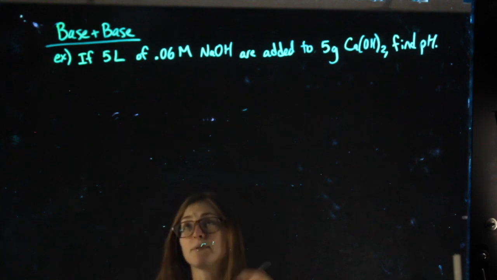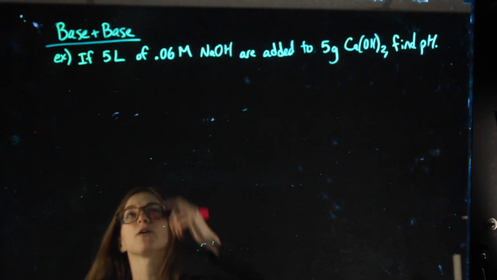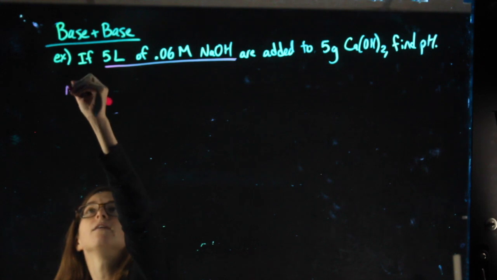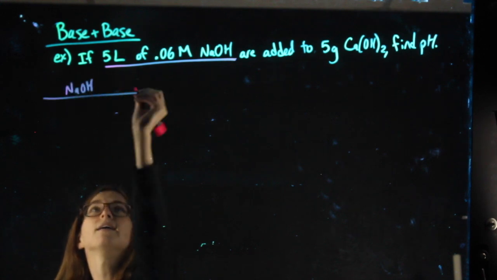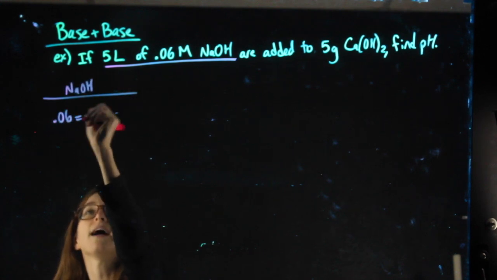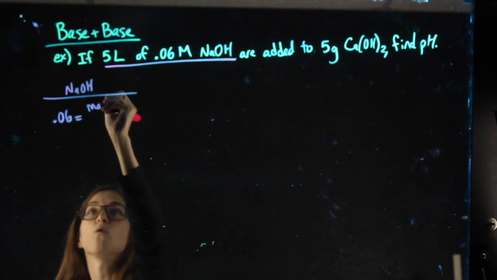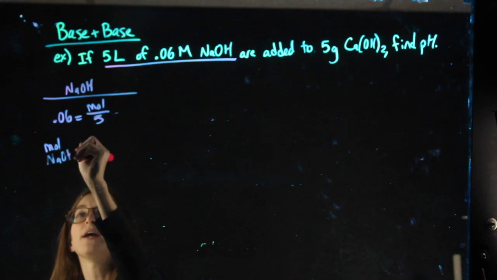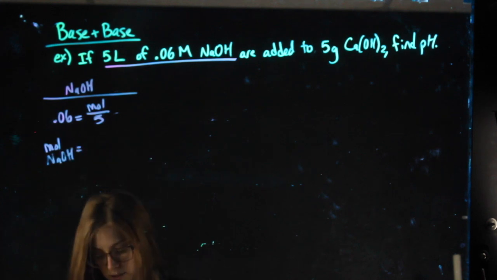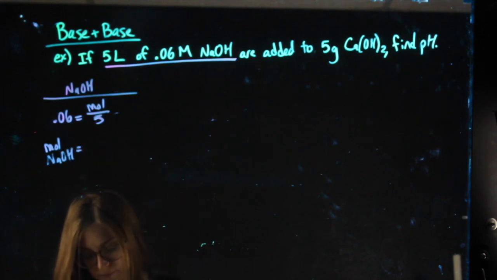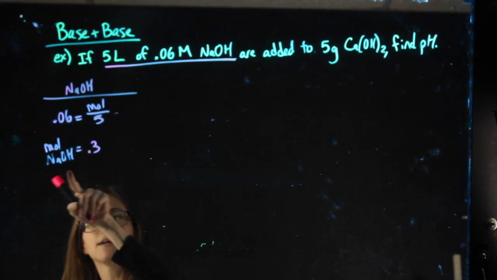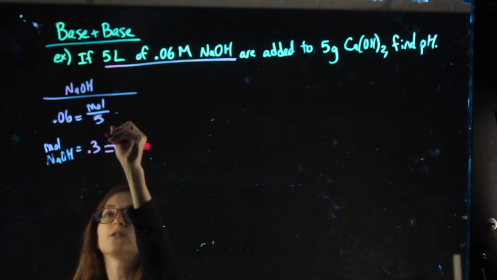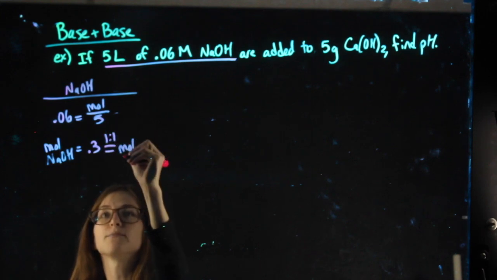Which means my first step is finding moles of OH from each base. So there's one of my bases, the sodium hydroxide. For the sodium hydroxide, I have a molarity and I have a liter. So I'm going to use molarity equals moles over liters. Find my moles of NaOH, 0.06 times 5. And because NaOH doesn't have that 2 subscript, I know it's a 1-to-1 ratio, so this is my moles of OH.